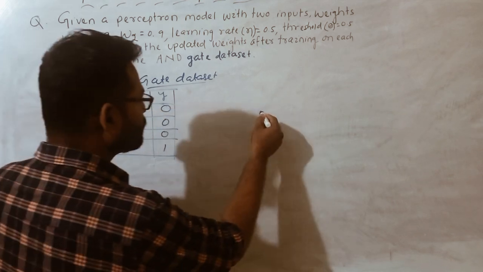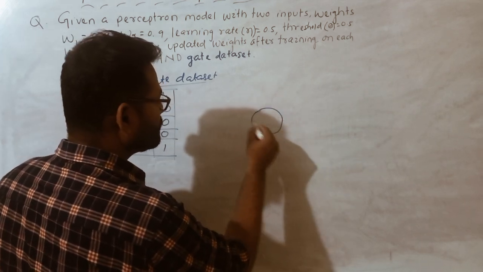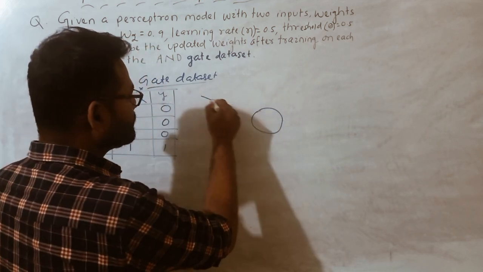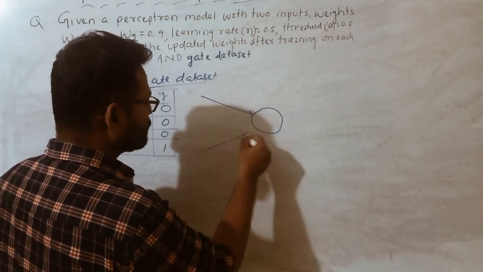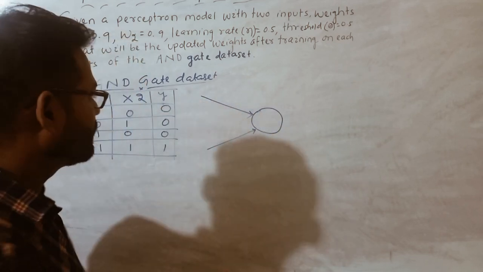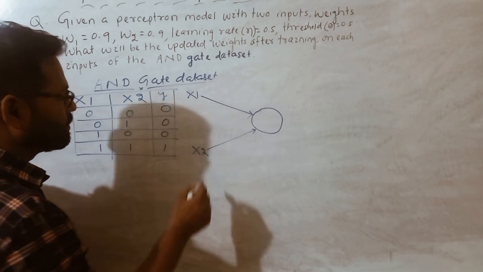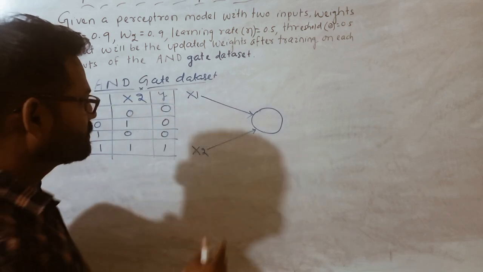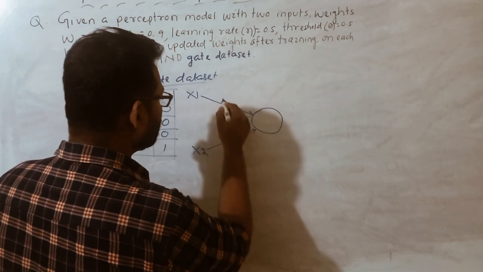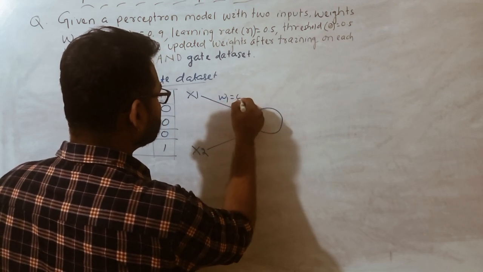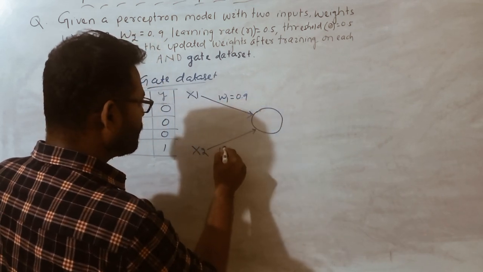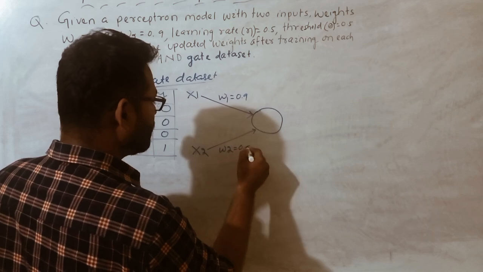So how does it look? This is the perceptron. It receives input. Here two inputs are there, x1 and x2. In the question it is given that x1 and x2 are the two inputs, and the weights w1 is given initially as 0.9, and w2 is also given initially as 0.9.